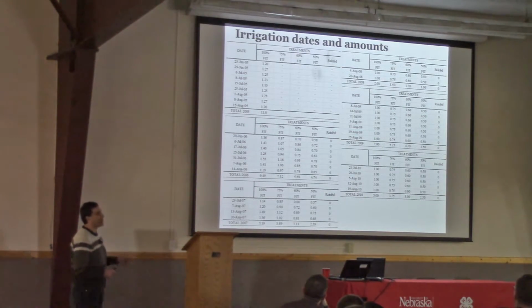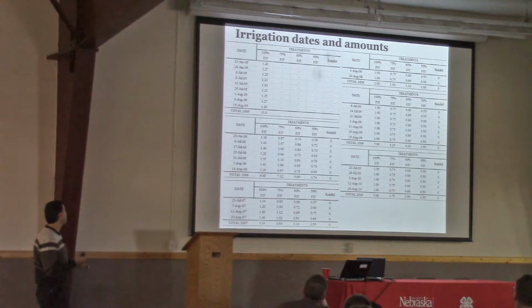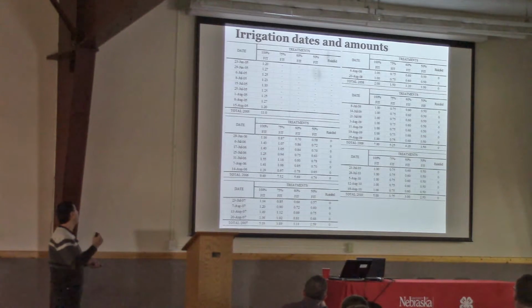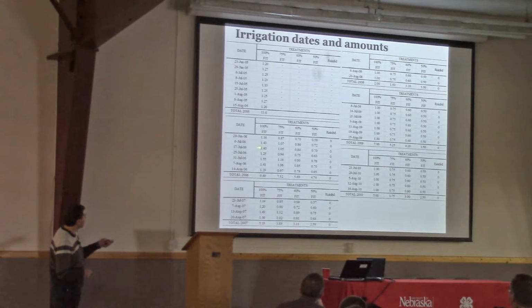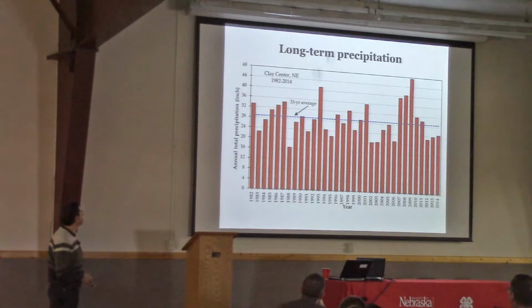So 2005, I'm sure most of you remember it was a very dry year, especially in the spring. 2006 was a very dry year. 2007 was wet, 2008 was wet, 2009 was wet for certain parts, 2010 was an average year. So these are the irrigation dates and amounts per treatment: 100%, FIT, full irrigated treatment, 75%, 60, 50, and recap.